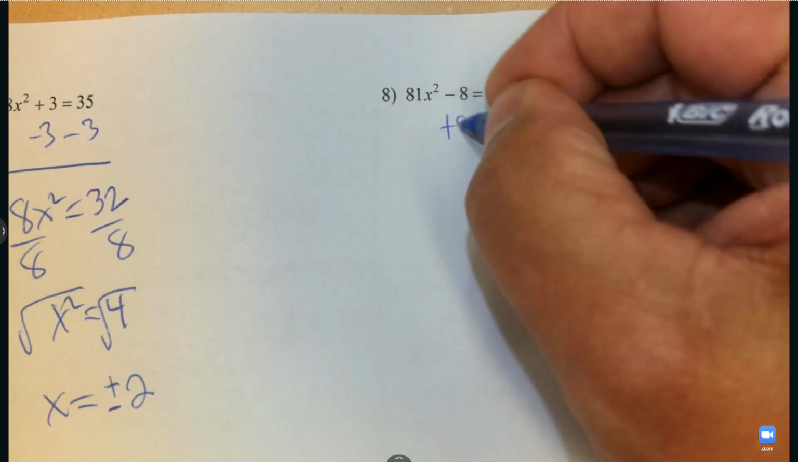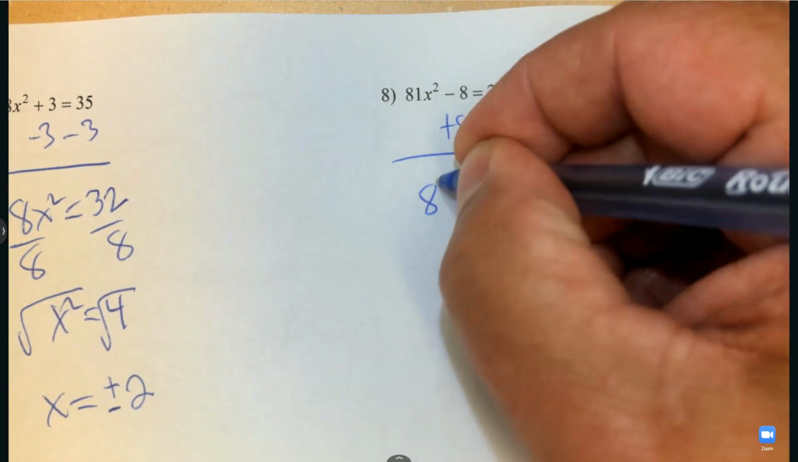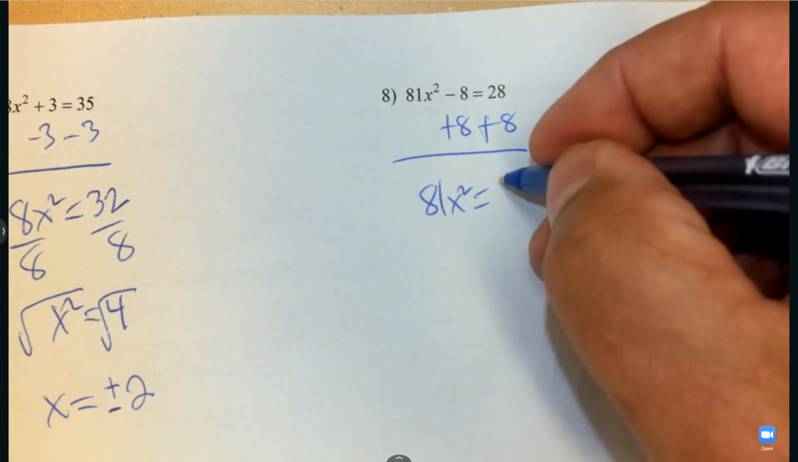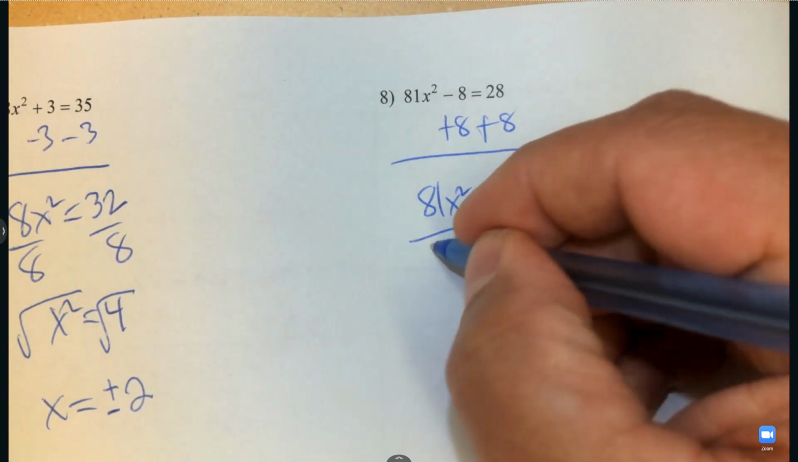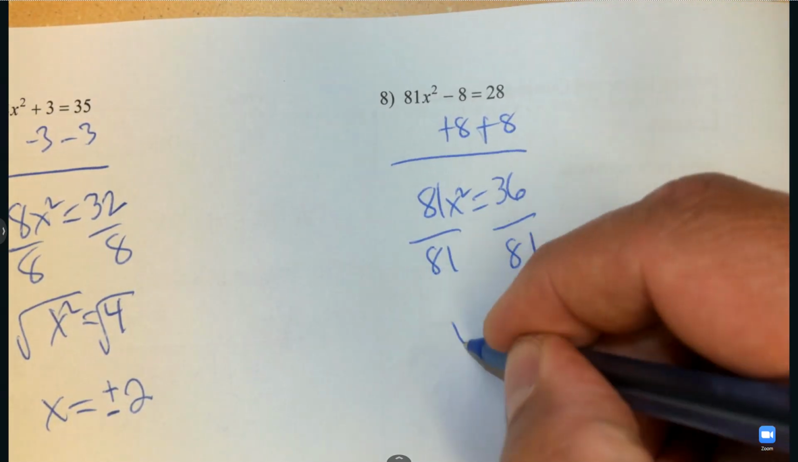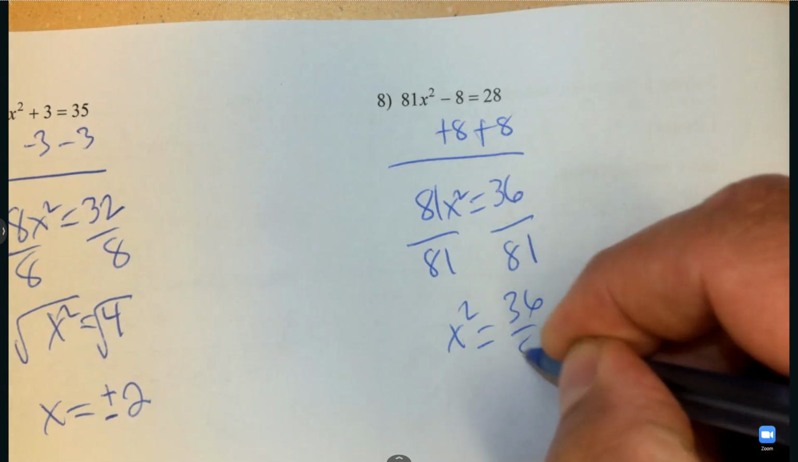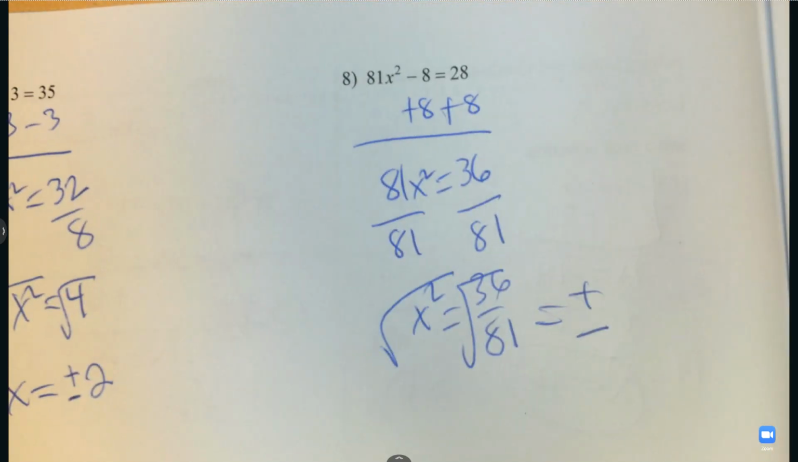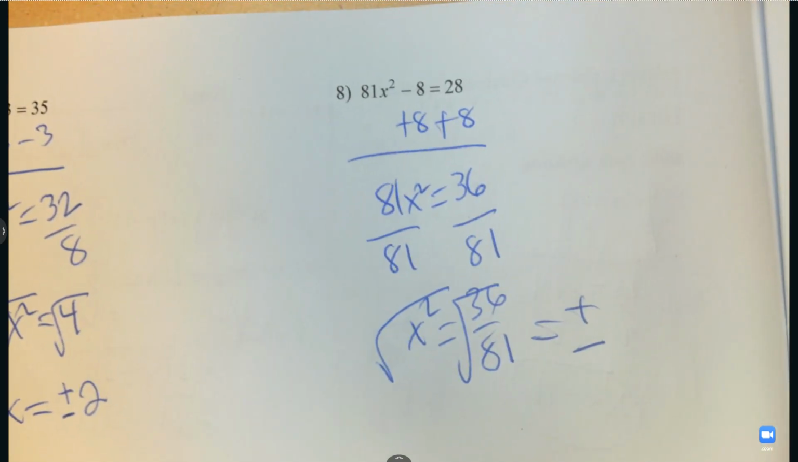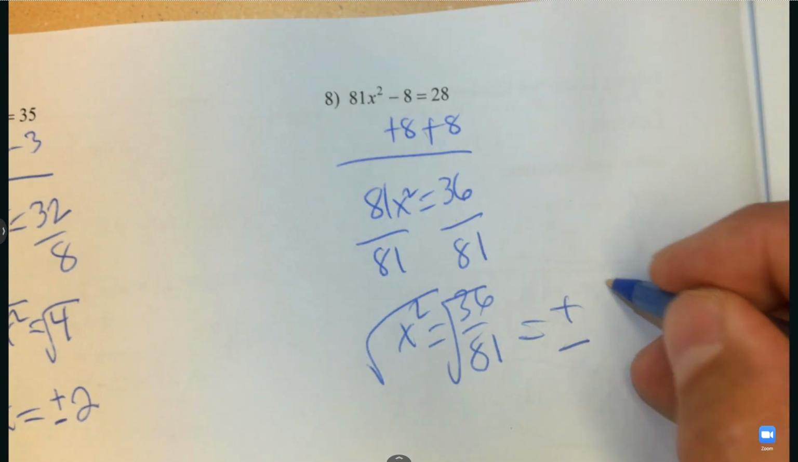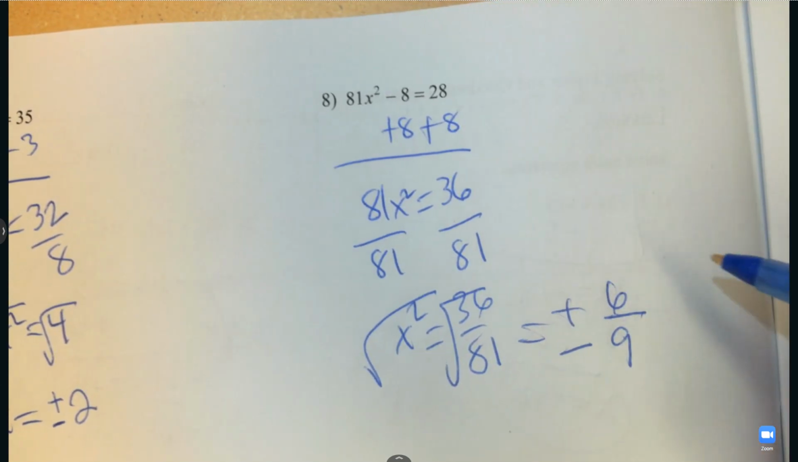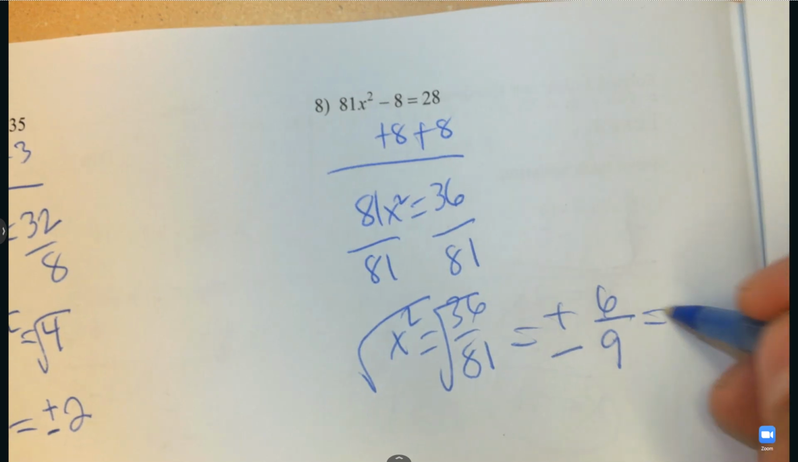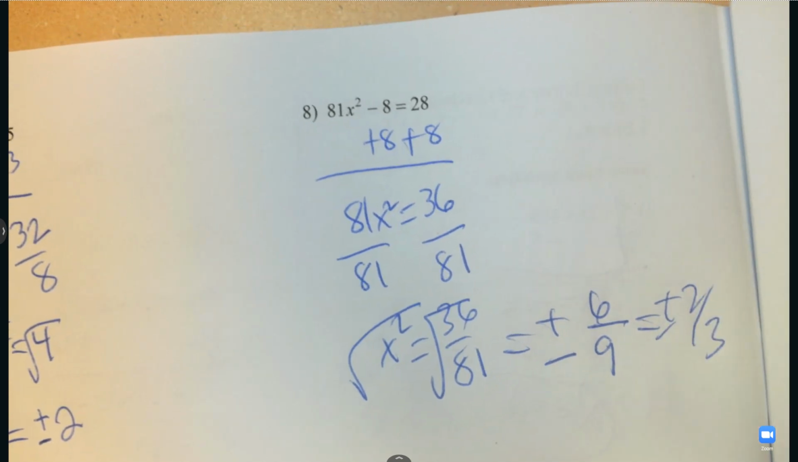All right, number 8. Again, we're going to add 8. So 28 plus 8, let's say that's 36. It is. Divide by 81. Now, again, I'm going to square root this. I know we just talked about it. The answer is positive and negative. When you square root a fraction, just square root the top and square root the bottom. So what number times itself is 36 and what number times itself is 81? Now, I could actually simplify that down. So that's 2/3. And there you go.